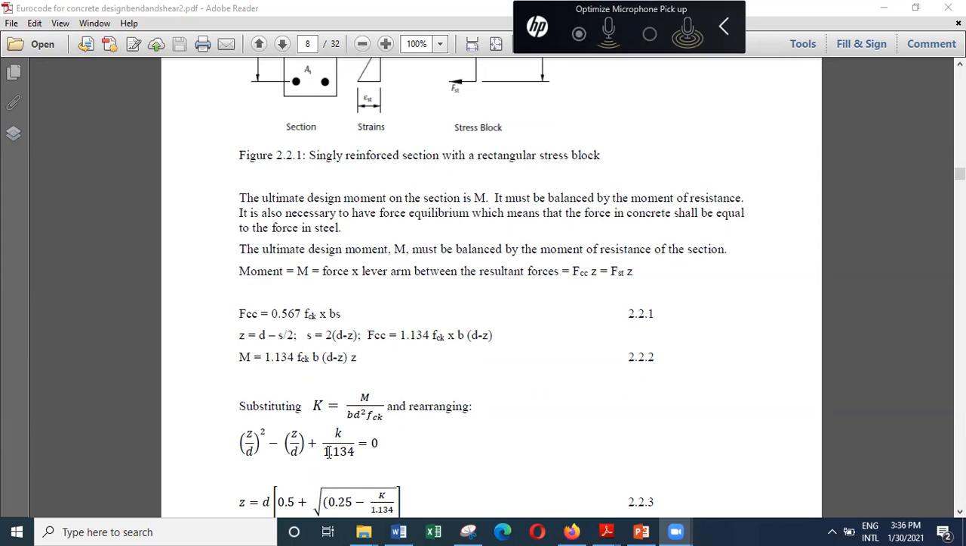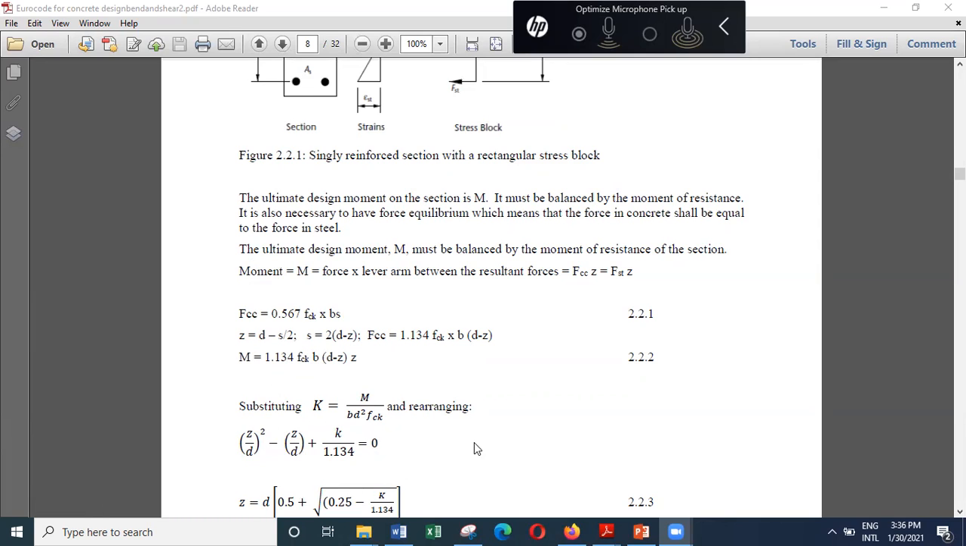Here we divide both sides by 1.134 FCK BD squared, so you will ultimately end up with K over 1.134. So this is a second order equation.